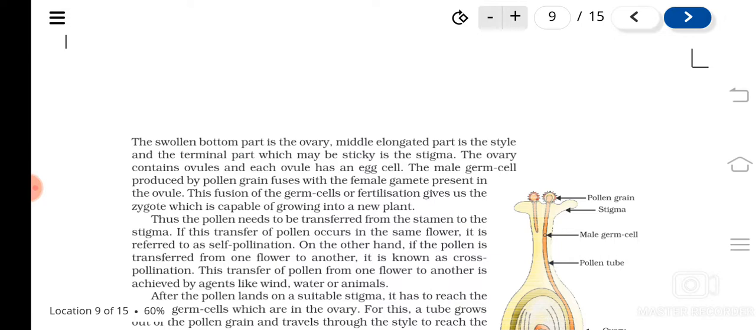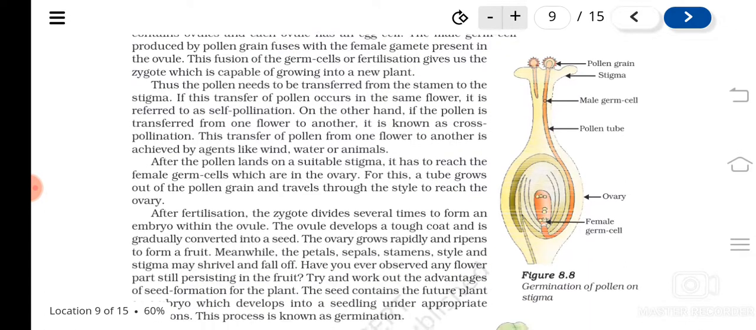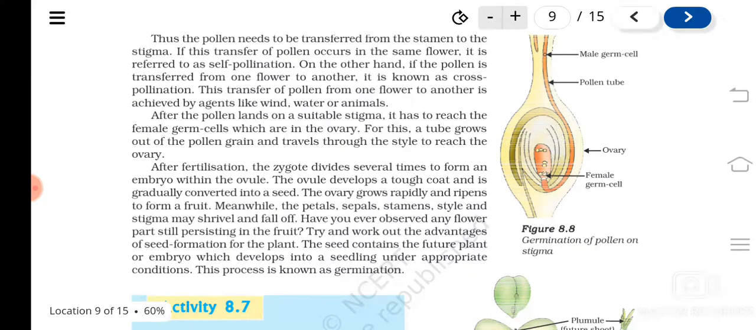The male germ cell produced by the pollen grain fuses with the female gamete and produces a zygote, and the zygote will be present inside the ovule. When a flower matures, the seed is formed from the ovule and the fruit is formed from the ovary. And what is pollination? The transfer of pollen grains from anther to stigma is called pollination. And it is of two types.